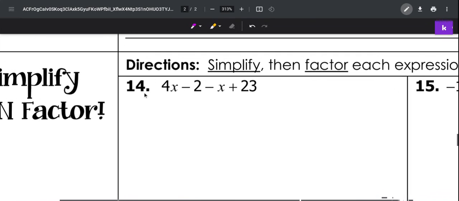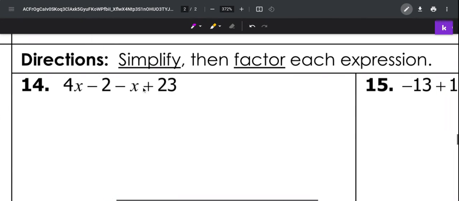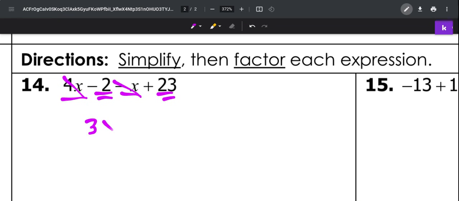So let's do an easy one first. Number 14, we have 4x minus 2 minus x plus 23. There's nowhere to distribute, so we just have to combine like terms. So 4x, and then negative 2 and 23. That would give me 4x minus x, which is 3x. Negative 2 plus 23 would be plus 21.